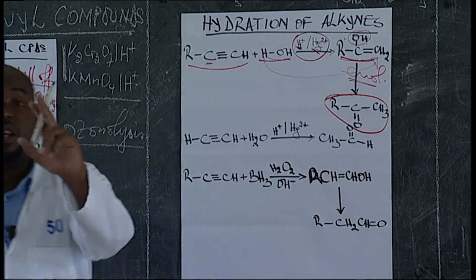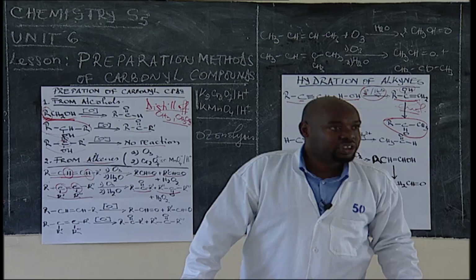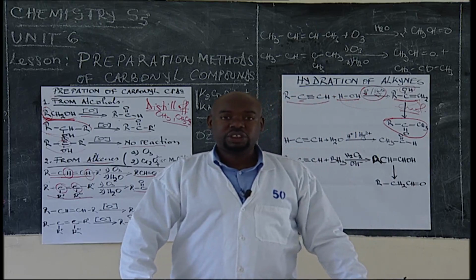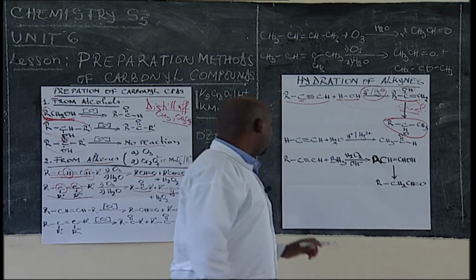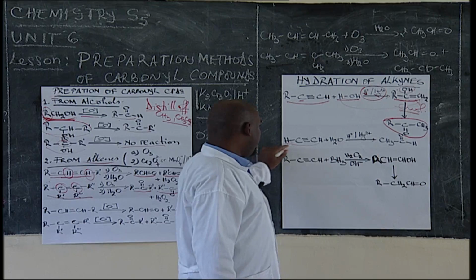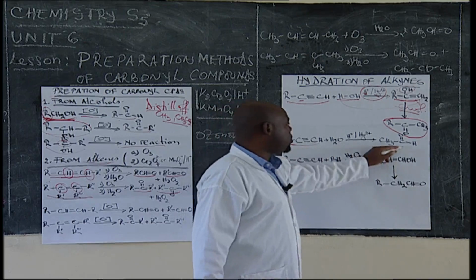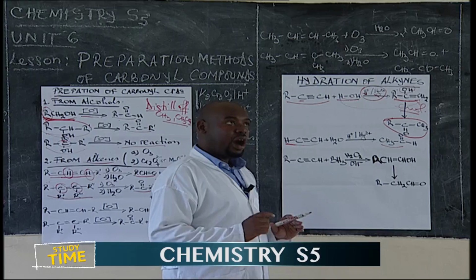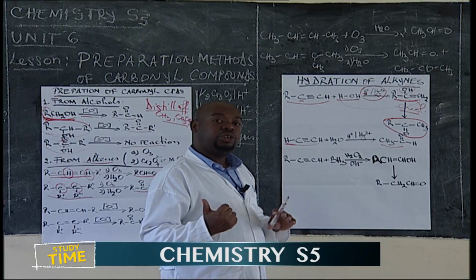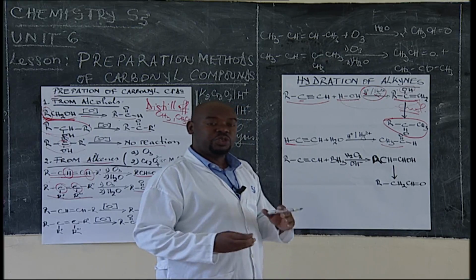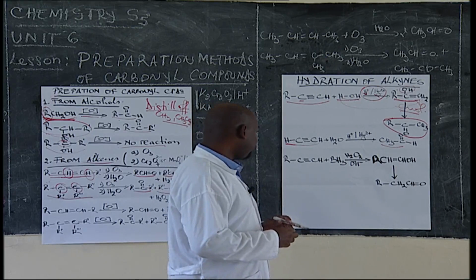The only alkyne which produces an aldehyde is ethyne. Ethyne is the one with 2 carbon atoms. So when we use it, we produce ethanal. It is the only alkyne which can produce an aldehyde. All others will always produce ketones.